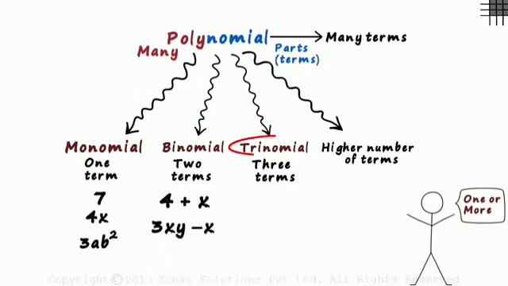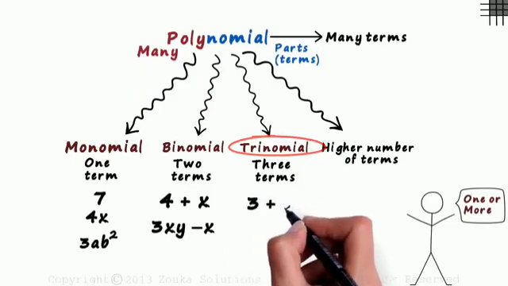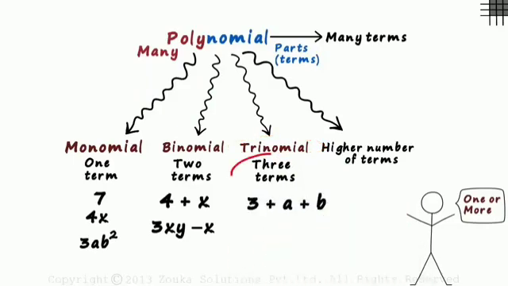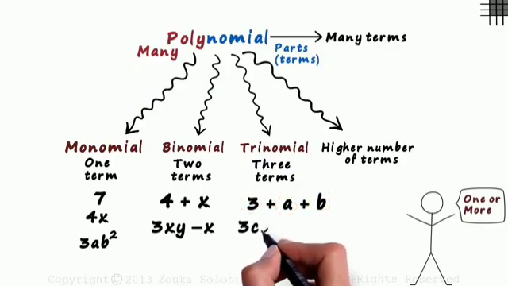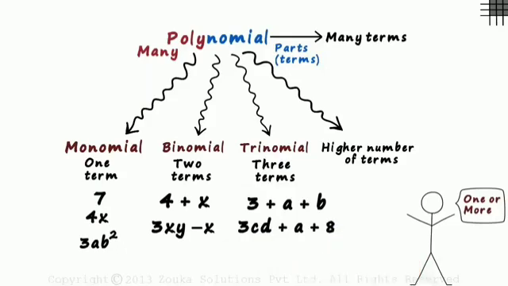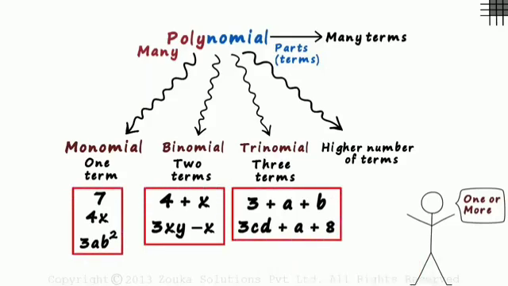An example of a trinomial would be 3 plus a plus b. It has three terms: 1, 2, and 3. Or maybe 3cd plus a plus 8. Again, let me remind you, all these examples you have seen are polynomials.